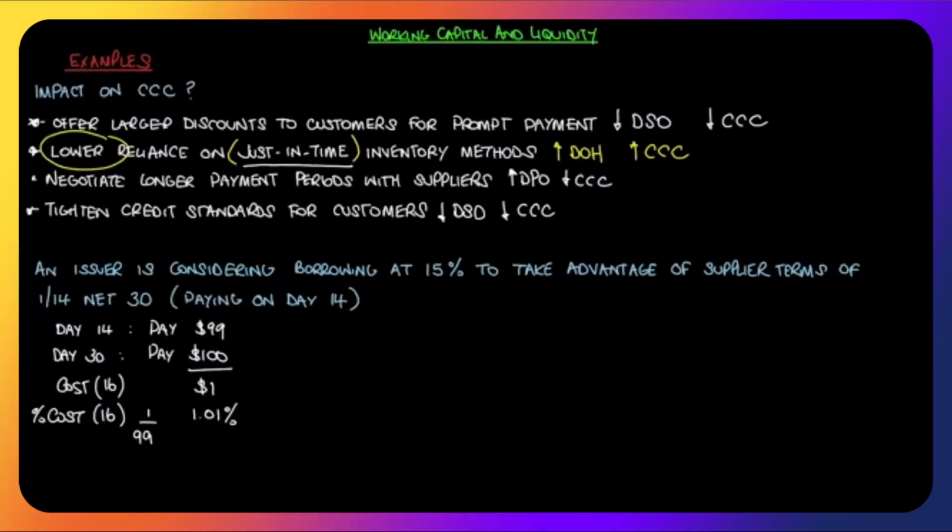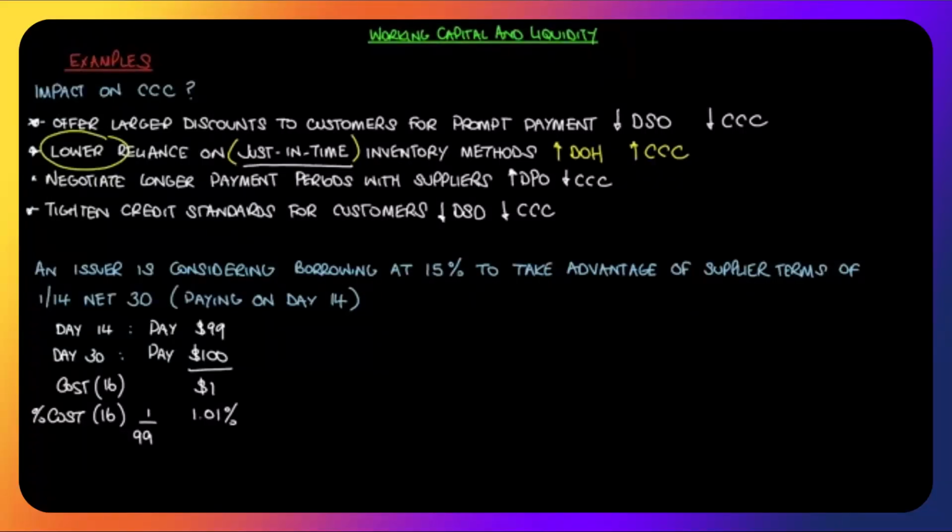Note, we are just talking about the length of the cycle here. There are obviously other considerations, because if we tighten credit standards for customers, maybe that means some customers won't buy from us. It might impact your levels of sales. But that's not what we're talking about here. We are just talking about the length of the cash conversion cycle.